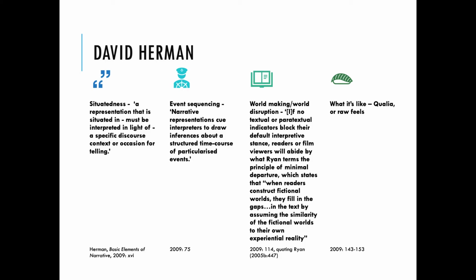Then we might think about event sequencing. So this is about the order of events, so that narrative. When we tell a particular narrative, if you think about jokes, for example, we tell things in a specific order, and the listener or the reader will have worked out, because of the way the narrative is put together, that if it's a joke, they're going to get a punchline.